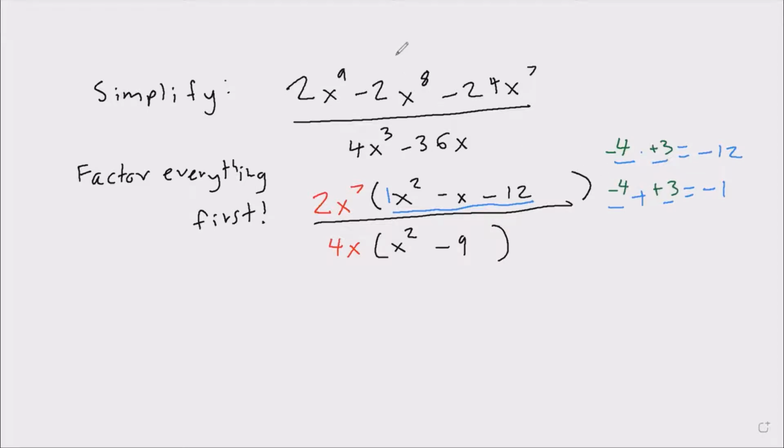So the final factored form of the numerator is 2x to the seventh times x minus 4 times x plus 3. We can go straight to parentheses because we have a 1 in front of the x squared. Again, we could put these numbers straight in our parentheses because we had a 1 in front. We did not have to use the grouping method.